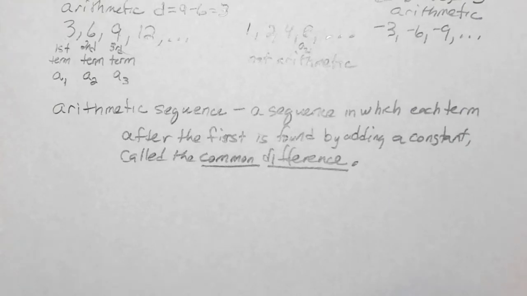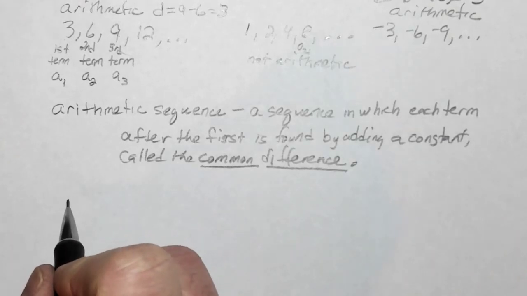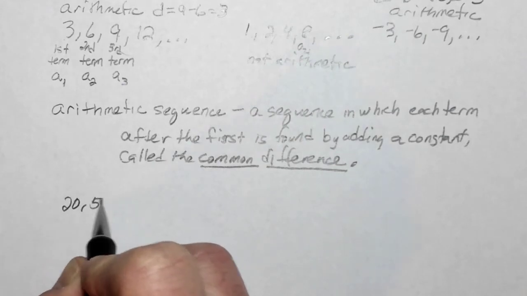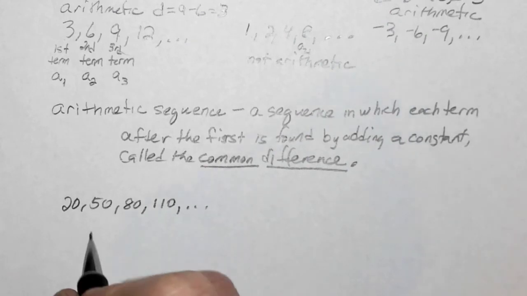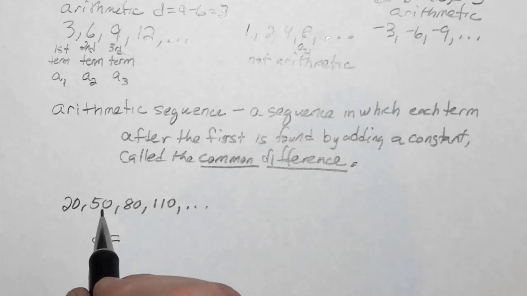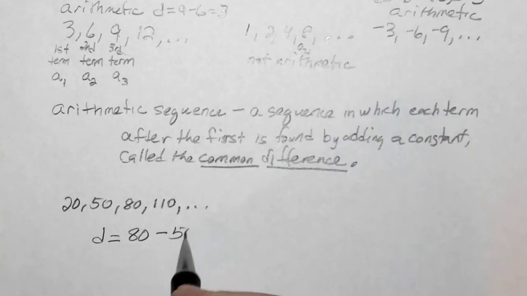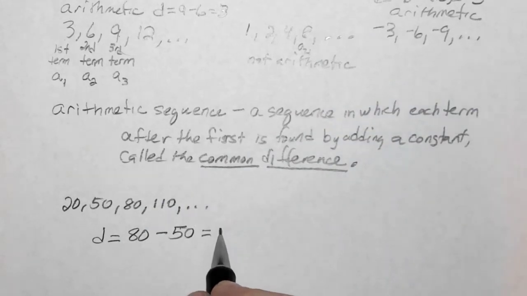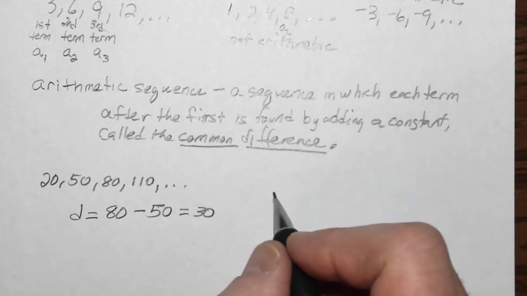To find the common difference again, all you do is pick a term and subtract the term in front of it. So for instance, if I were to look at 20, 50, 80, 110, and so on, the common difference is just pick any of the terms. It doesn't matter which ones. So if I picked 80 minus the term before it, 80 minus 50 is 30. That's the common difference for that sequence.